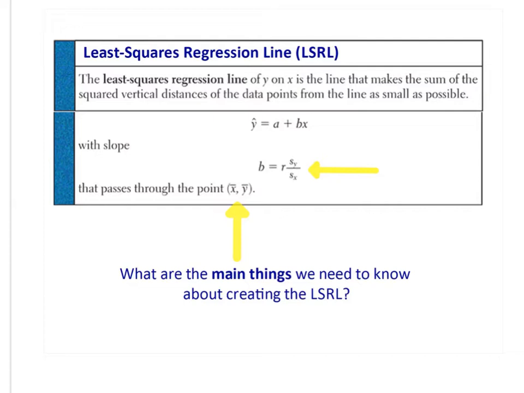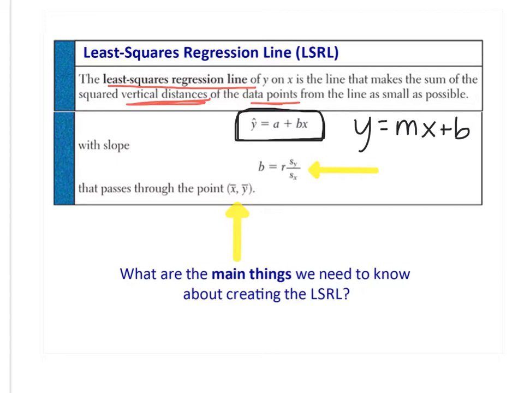So the least squares regression line, or the line of best fit, makes all the vertical distances from each of the data points to the line as small as possible. So how we write a least squares regression line is y hat equals a plus bx. This should look really similar to Algebra 1, y equals mx plus b, but this time it's a plus bx, so we're going to write the y-intercept first.